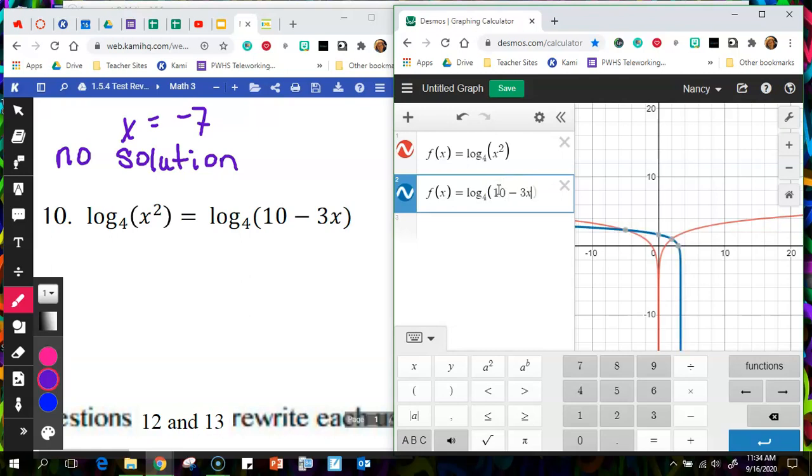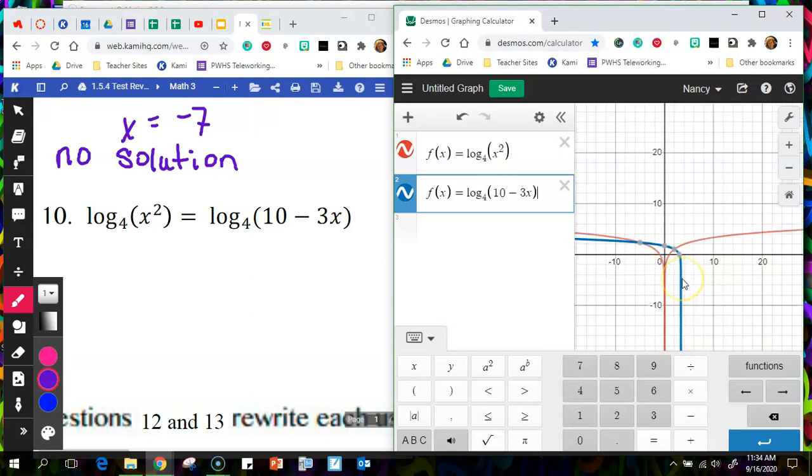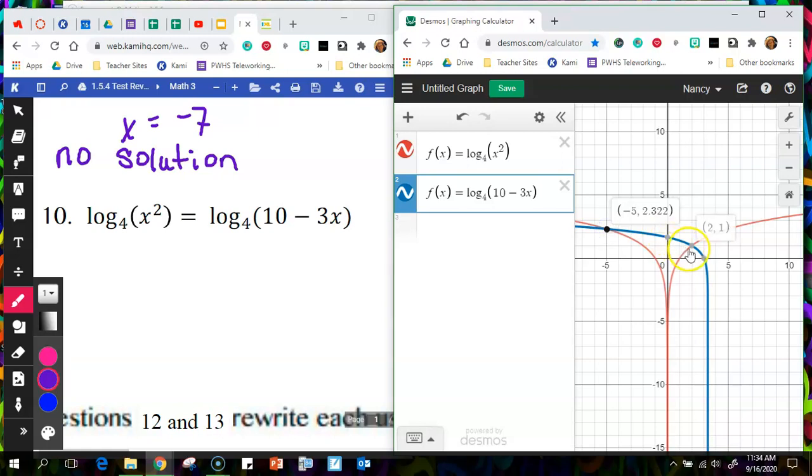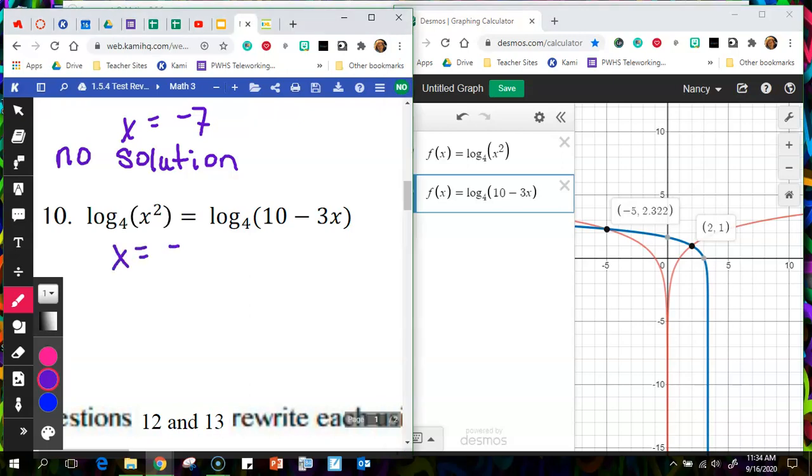Let's see if we end up with 2 solutions. I believe I already see 2 places that these 2 graphs intersect. One is right here at negative 5 and the other one's right here at 2. So those are my 2 solutions. You can write it like that, or you can use set notation, but do not put them in parentheses like that, because that's an ordered pair and I will count that wrong.